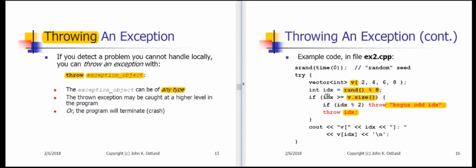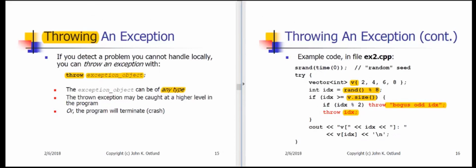Now, on the other hand, if idx was less than v.size, I'll drop down here to this cout statement and say v sub whatever the index is, whatever the value at that index is. So, for example, v sub 0 is 2, or v sub 1 is 4, or what have you.